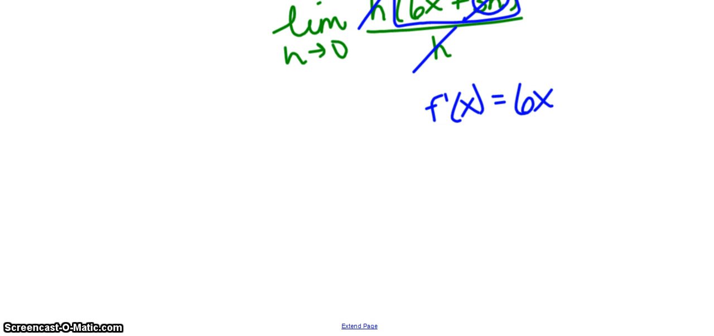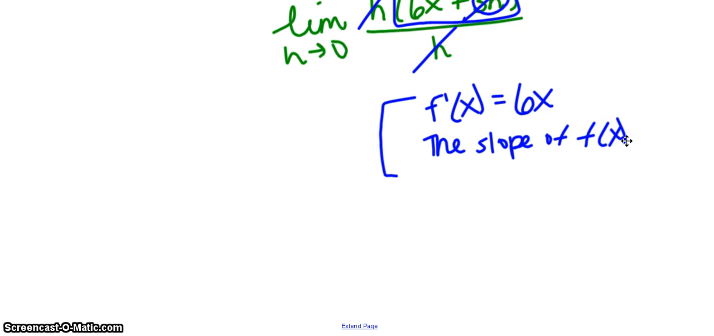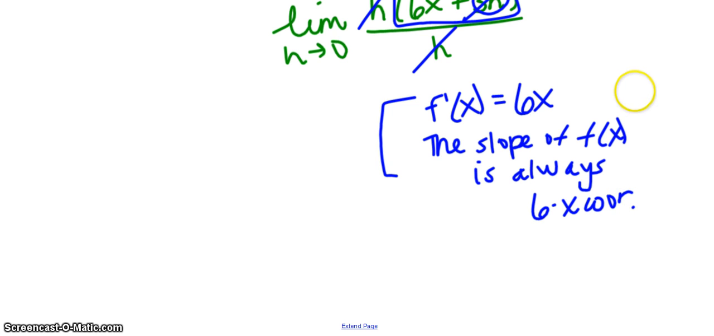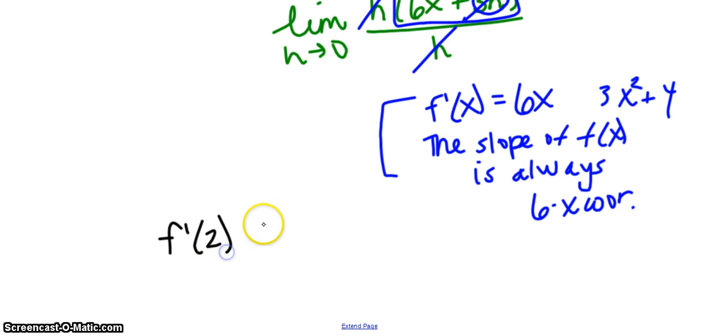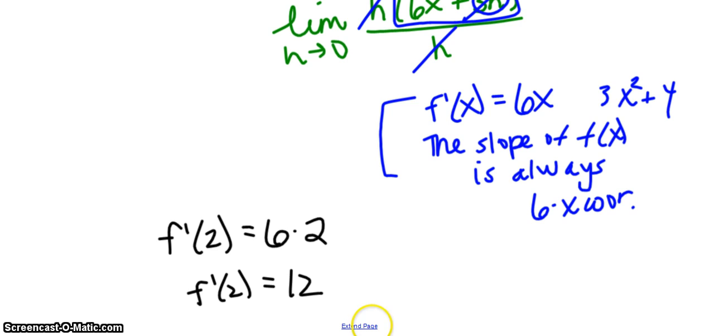So what that really means is that the slope of f of x is always 6 times the x coordinate. Okay, and remember our f of x was 3x squared plus 4. Well, that's all well and good, except we want to find the derivative, or the slope of the tangent line, at 2. So I want f prime of 2, which means I really want 6 times 2, which means f prime of 2 is equal to 12. Now, that represents the slope of our tangent line.